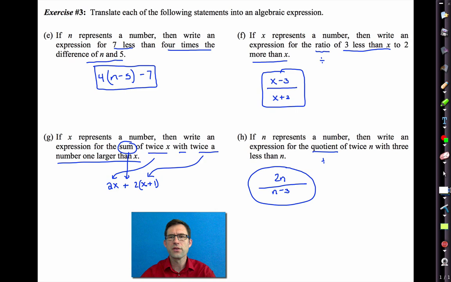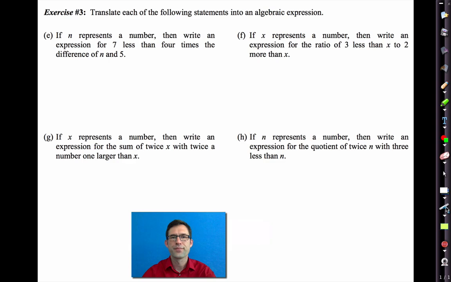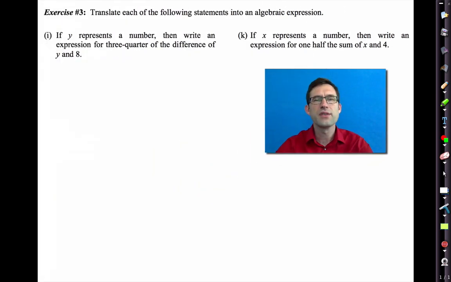All right, well, let's clear this out and attack the last two in this particular problem. Here we go, I'm going to scrub it. All right, 2 more. Translate each of the following statements into algebraic expressions. Again, I'd like you to pause the video right now if you haven't already tried letter I and letter K. You know, one wonders why I left the letter J out. Weird. Apparently I just don't like the letter J. Anyway, translate each of the following statements into algebraic expressions. All right, so pause the video and take a shot at it.